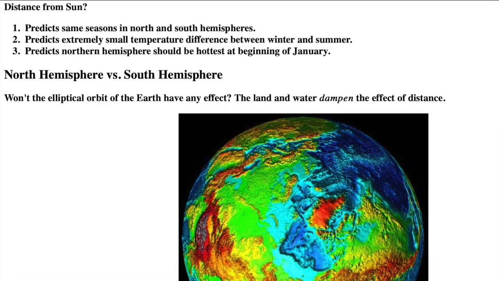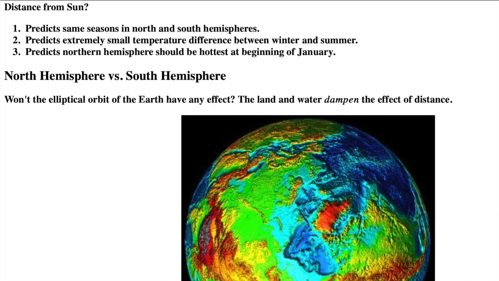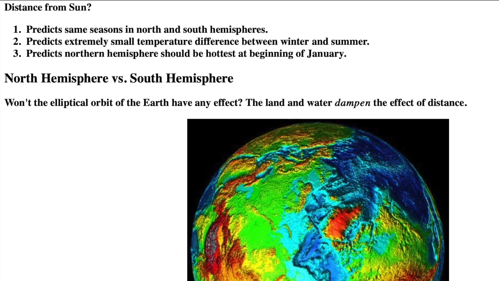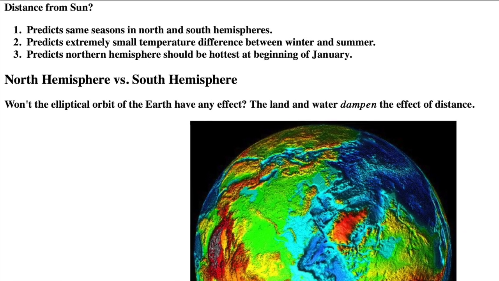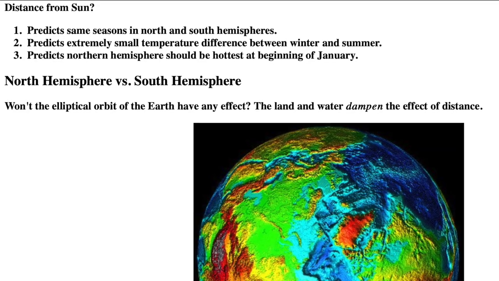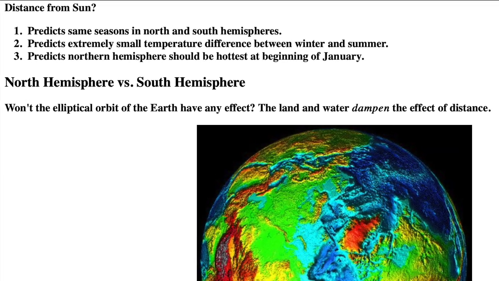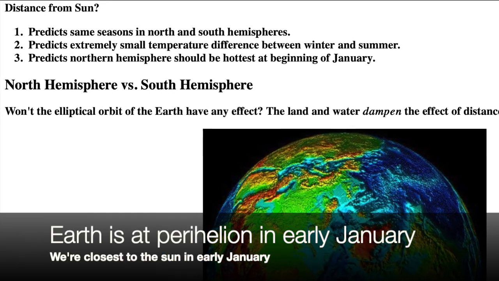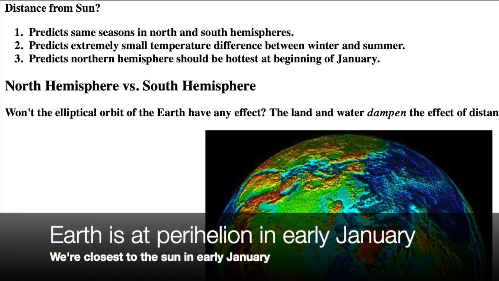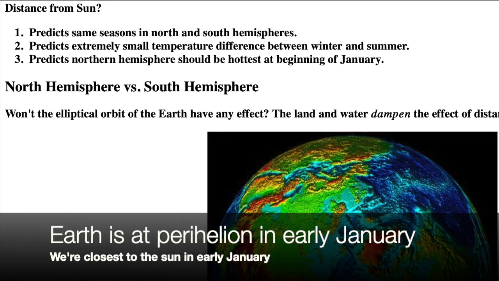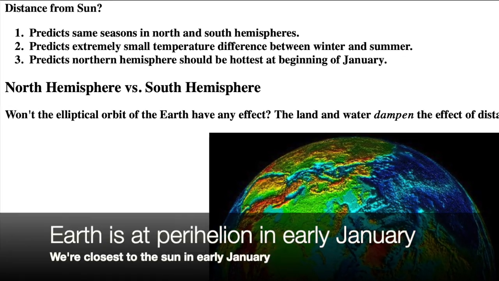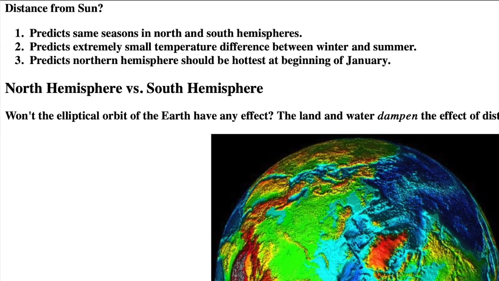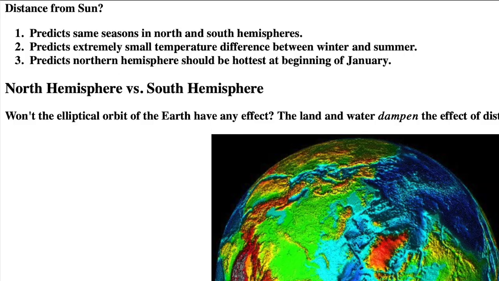I run through the calculation in the textbook, so I'll refer you back to that instead of going through the math here. Number three, the distance model predicts that the northern hemisphere should be hottest at the beginning of January, when the Earth is closest to the sun in its elliptical orbit. Even when you take into account the tipping away, our part of the Earth is closest to the sun in early January. In reality, January is the coldest time of our winter.